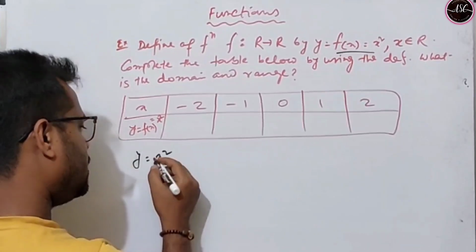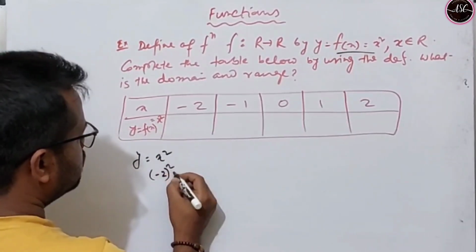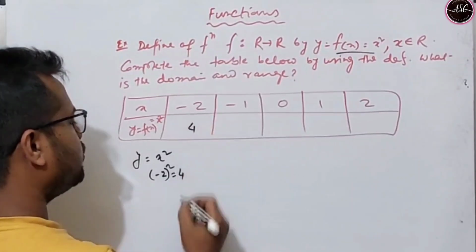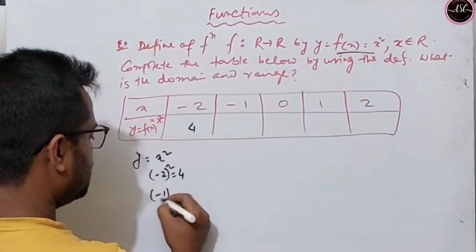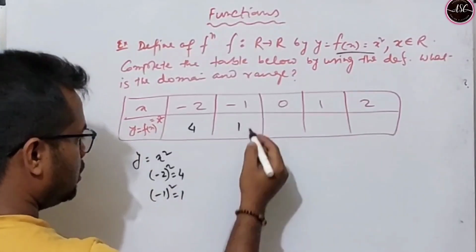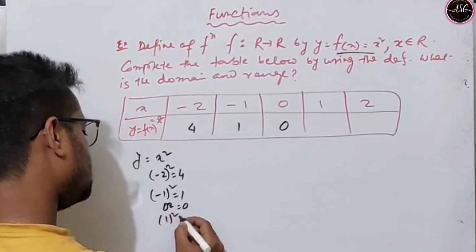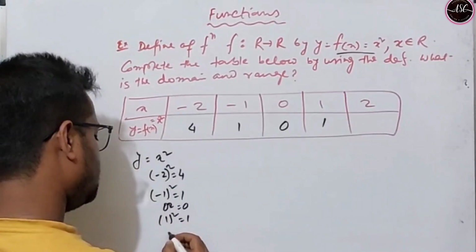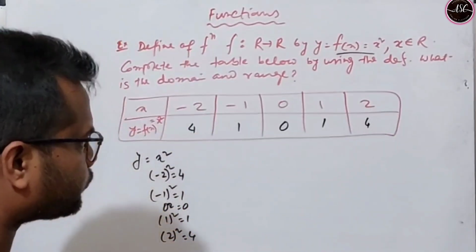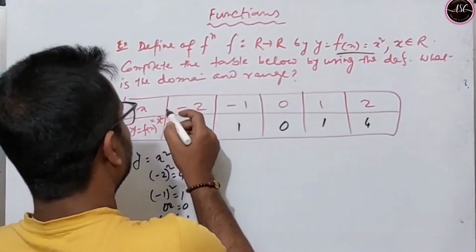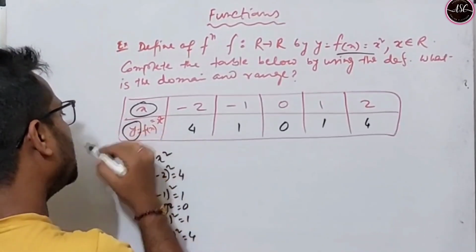If we put x equal to the first value, minus 2, then we get minus 2 square equal to 4. So here will be 4. Then if we put x equal to minus 1, minus 1 square means 1. Then put 0, 0 square is 0. If we put 1, 1 square equals 1. And if we put 2, 2 square equals 4. So here, just look, the domain will be the x and the range will be the y.